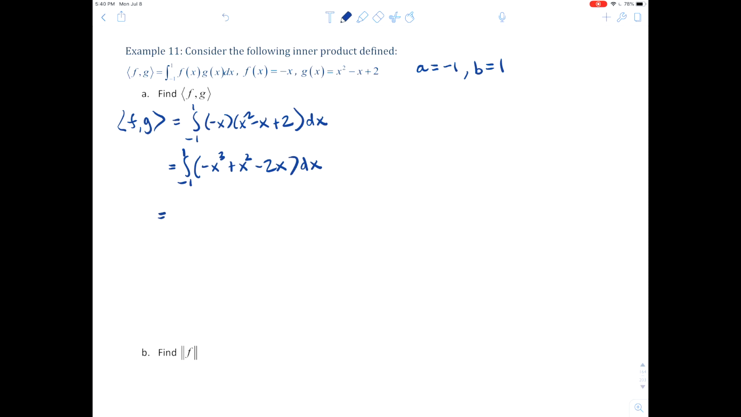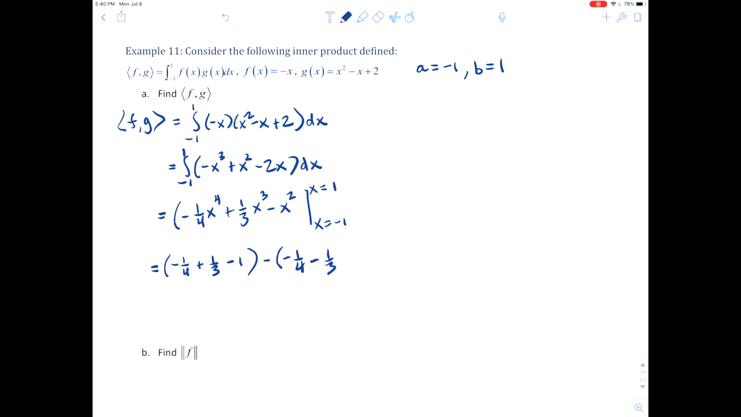And then we'll have -1/4 x to the 4th plus 1/3 x cubed minus x squared evaluated from x is -1 to x is 1. So this will be what? Upper limit of integration, -1/4 plus 1/3 minus 1. Lower limit of integration, we got to be careful of. We'll have a -1/4, and then we will have a -1/3 this time, and minus 1.